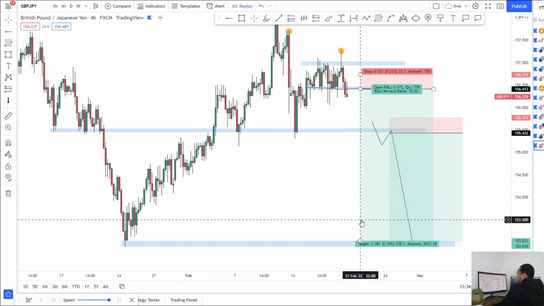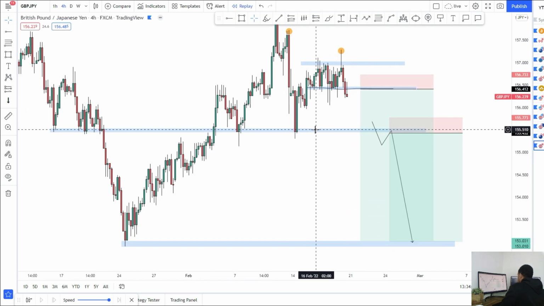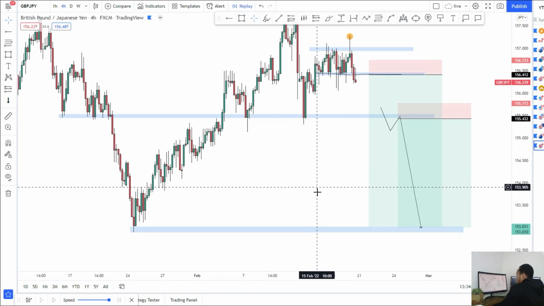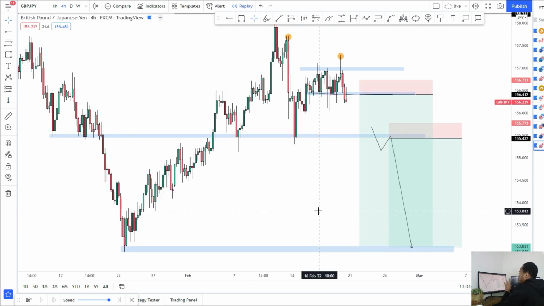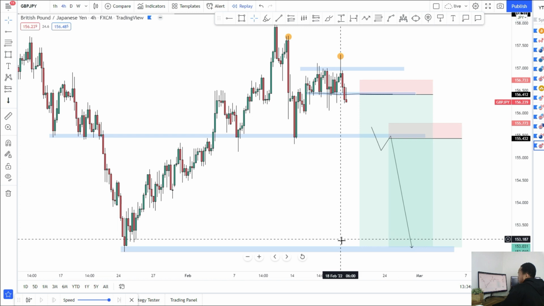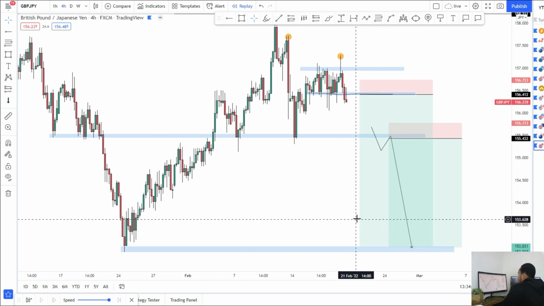But looking for pound JPY to roll over. First target 155.500, and if we can break through that, we're looking at 153 all the way down there. Again, probably not next week we'll hit that, but that's the target we'll have for the next coming weeks for pound JPY.